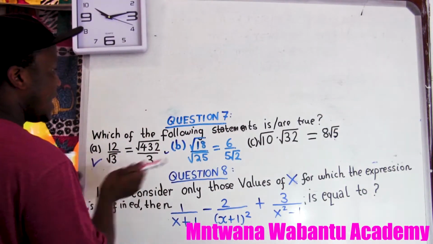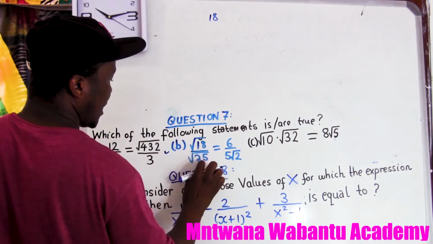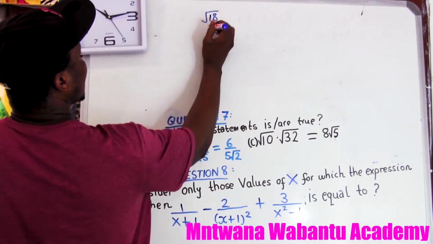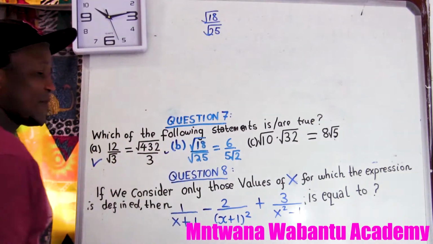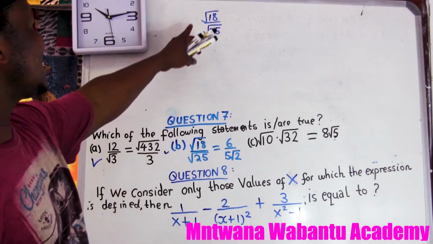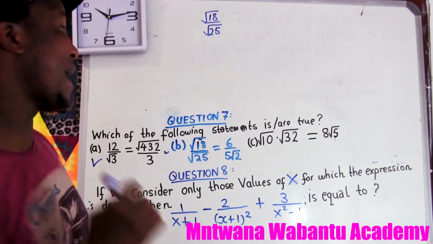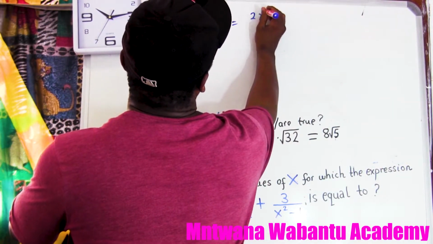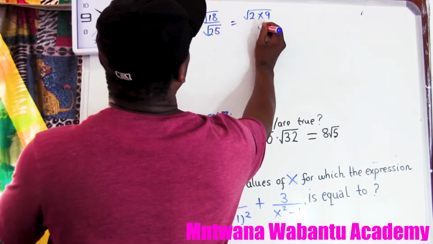Okay, for B, 18 and then 25. Square root, and here you've got square root. So let me start with the left hand side. I'm going to break this into a number which is going to give me a square root. So I'll say 2 times 9 for a reason. And when you square root 25, you get 5.